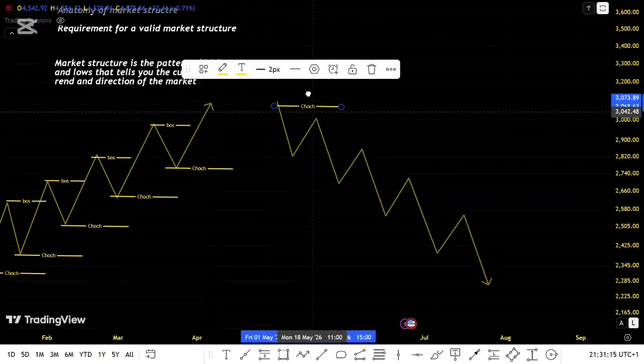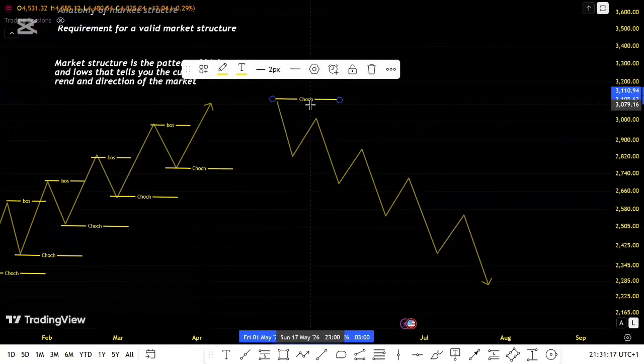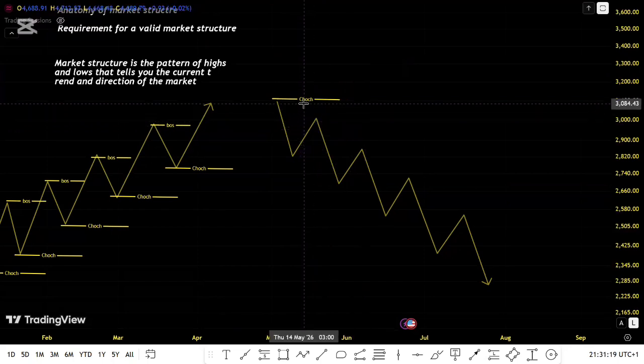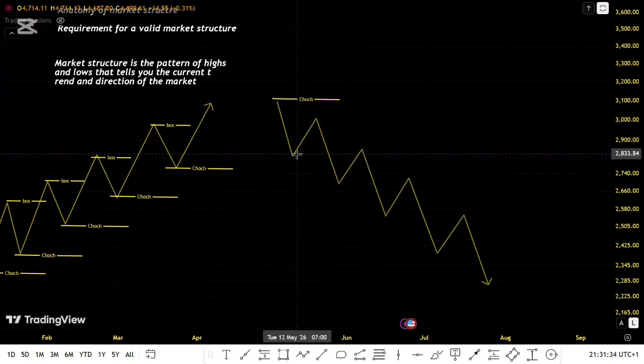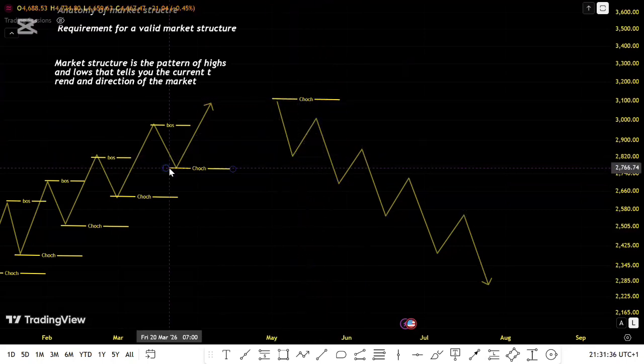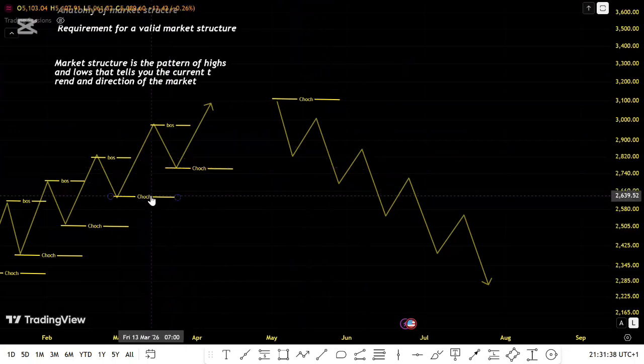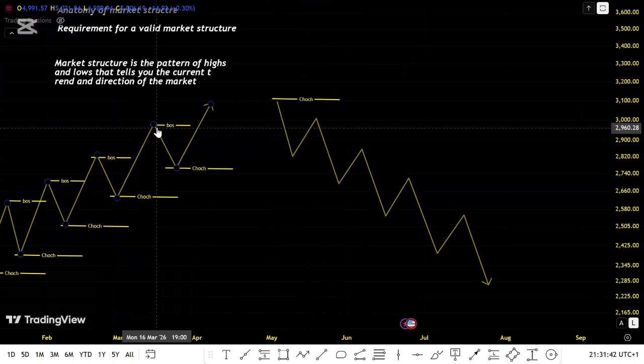Okay. The first thing we have in a bearish market structure is that as our change of character. Remember, this time we are considering a bearish market structure, not a bullish. In a bearish market structure, the change of character is always on the swing high, while the break of structure is on the swing low. Conversely, in a bullish market structure, the change of character is on the swing low, while the break of structure is on the swing high.